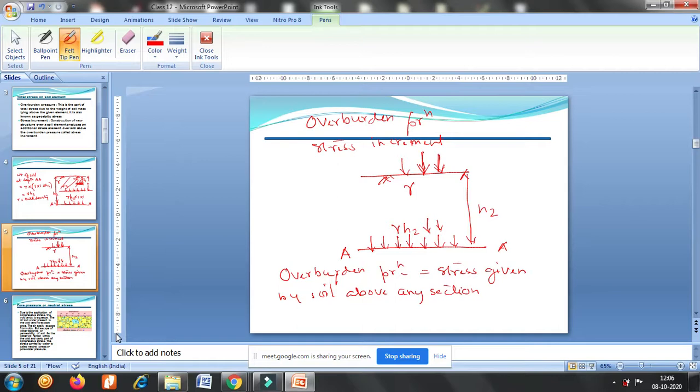So there is a basic difference: in one case we do not consider any additional stress, that is the overburden pressure, and when you consider some additional stress, that is the stress increment.